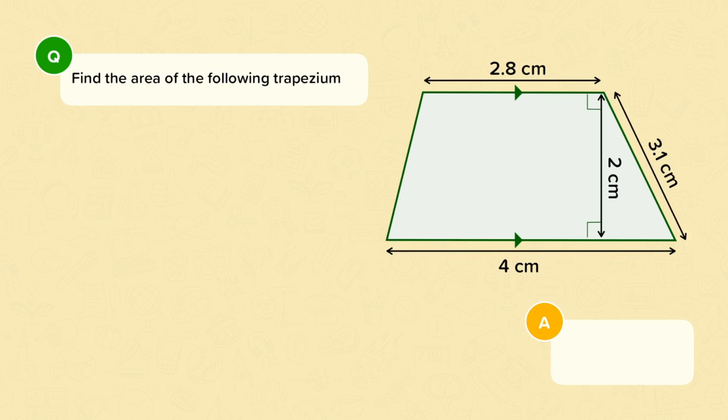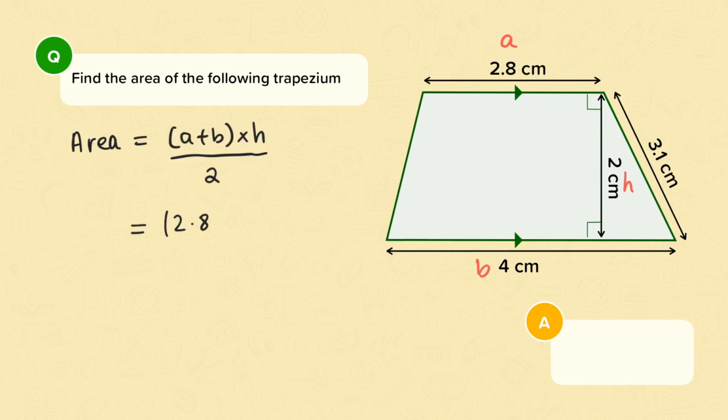Let's try another one. So here we have sides given to us of 2.8 centimeters and 4 centimeters, and another side of 3.1 centimeters. And we've got this distance here of 2 centimeters. Now, we may have more information than we need. So we know that we need the parallel sides, so these will be our A and B, and we need the perpendicular height between them. So we need to choose the measurement that is at right angles to both of the parallel sides. So that would be this length here, 2 centimeters. That means we can ignore the 3.1.